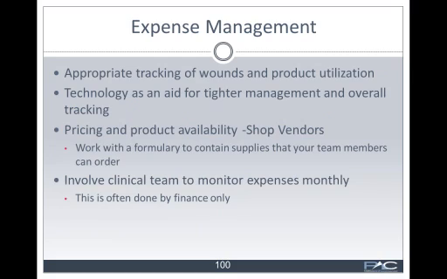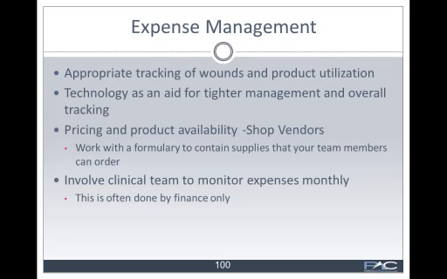Technology is an aid. This is a big initiative with CMS. They're looking for us to be 100% electronic in the next year or two. So if you can adopt technology at this point, it's a great time to do it. It allows much tighter management, much closer tracking of wounds, right? And as I mentioned, pricing and product availability. Again, you want to work with your vendors, shop vendors if you need to get better prices.